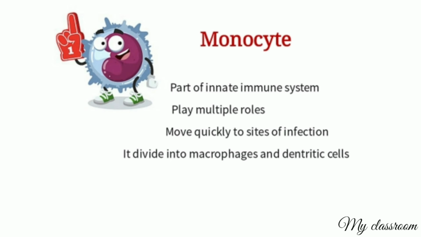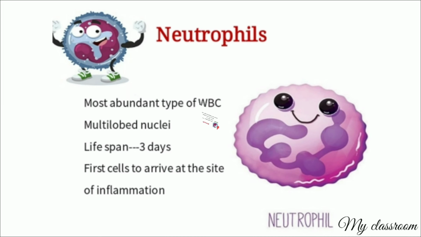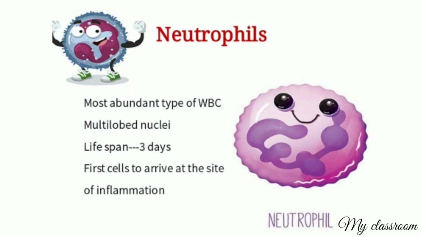Other types of WBCs include monocyte. It is a part of the innate immune system and it plays multiple roles. It moves quickly to the site of infection. It divides into macrophages and dendritic cells. Neutrophils. They are the most abundant type of WBC. They have multi-lobed nuclei and their lifespan is about 3 days. This is the first cell to arrive at the site of inflammation.